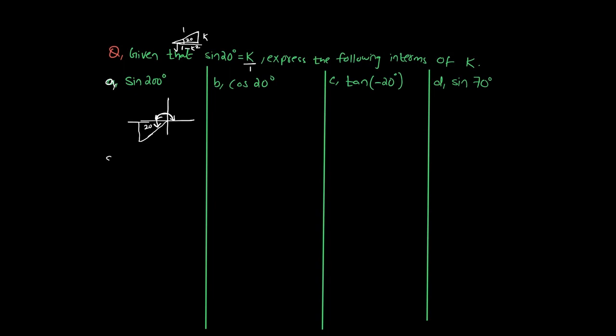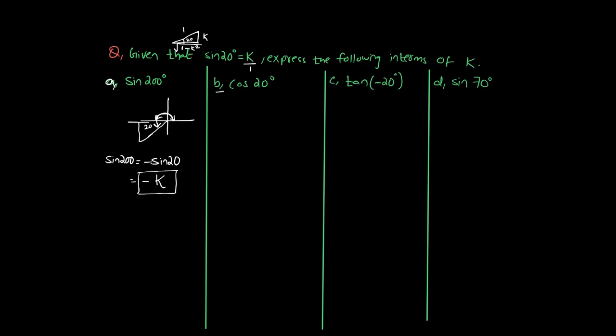So one thing is clear, that sine 200 means that your right angle triangle would be formed in the third quadrant, having the basic angle of 20. So sine 200 would be negative of sine 20. And sine 20 is k, therefore sine 200 is minus k.